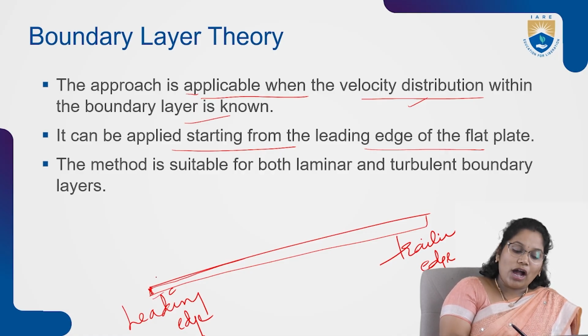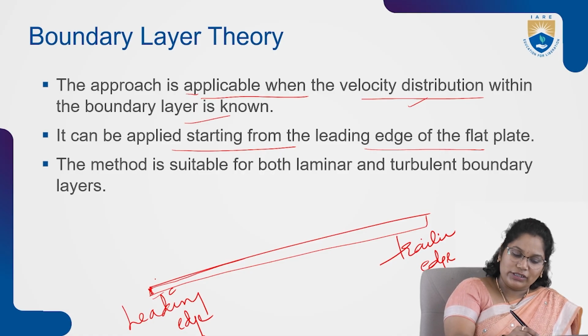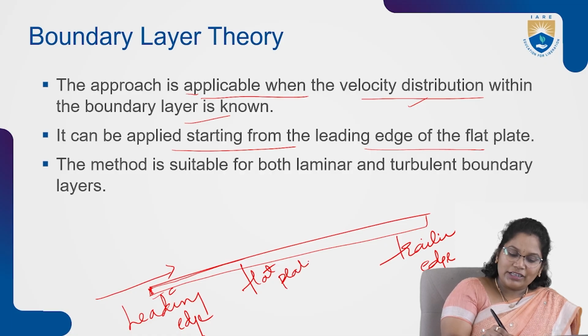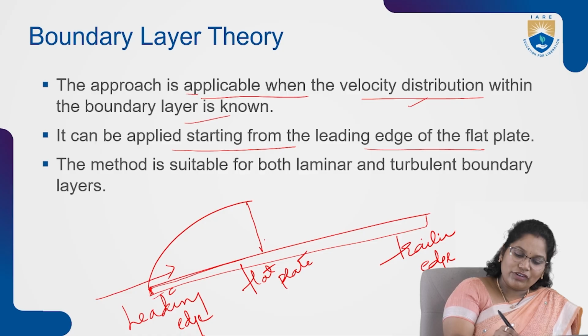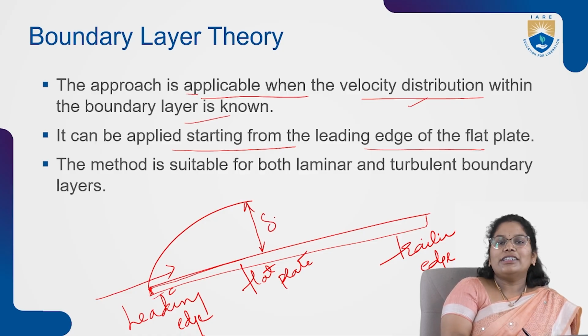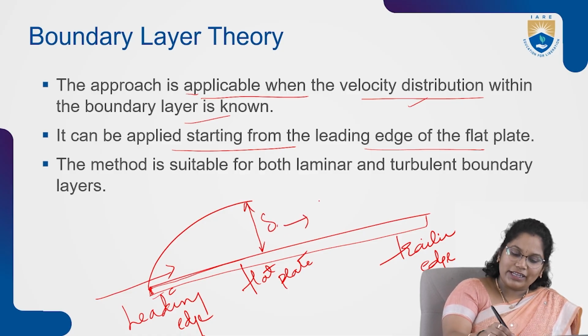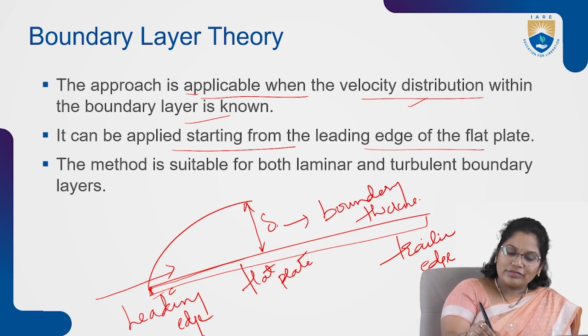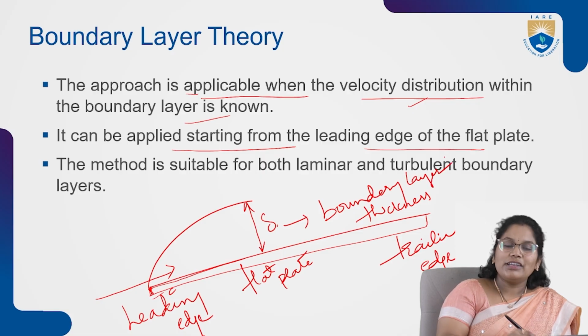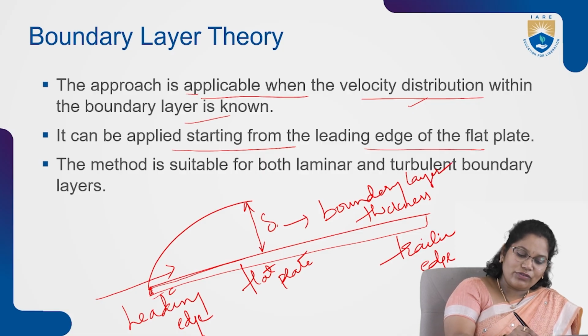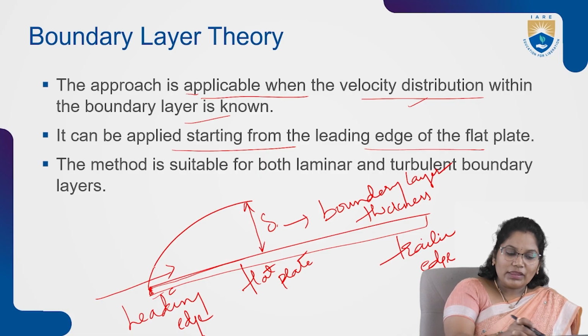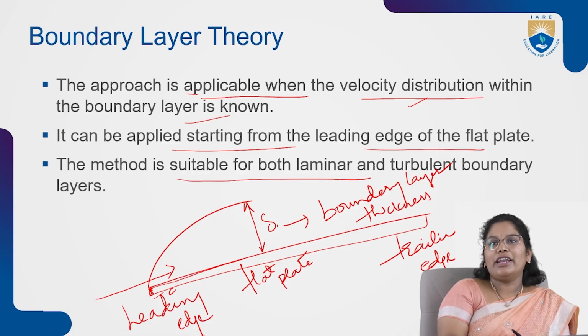So when a flow is moving and you place a flat plate in that fluid, how the boundary layer will occur, we have seen all these things, right? So it is applicable from the leading edge of the flat plate. This is what your boundary layer is, and this we call the boundary layer thickness. This we have all derived in previous classes, so please, if you want, go through it.